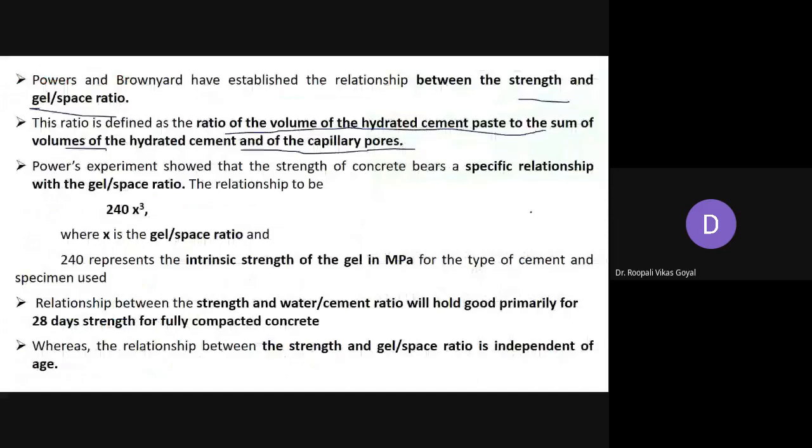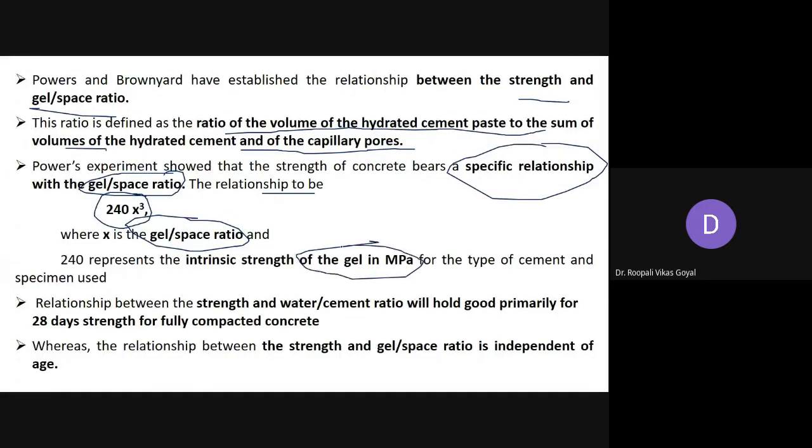So Power's experiment showed that the strength of concrete bears a specific relationship with the gel to space ratio, and this is the relationship. The strength of concrete is given in the form of 240 x cubed, where x is the gel to space ratio. Now here you can see it is directly proportional. And 240 is the intrinsic strength that may naturally be available in the gel, in MPa, for the type of cement and specification used. So this relationship between the strength and water cement ratio will hold.